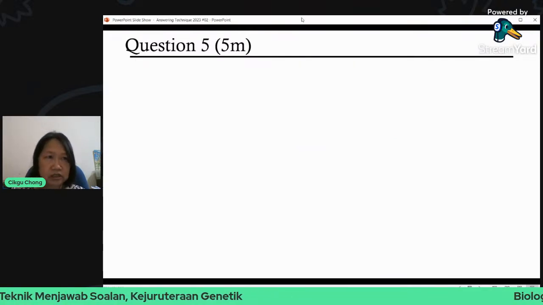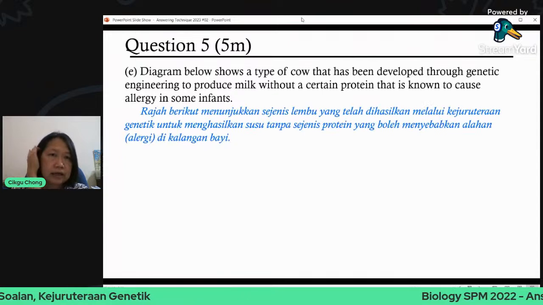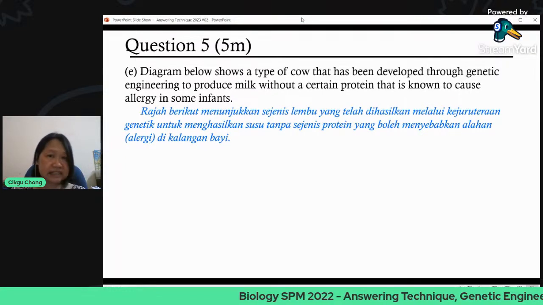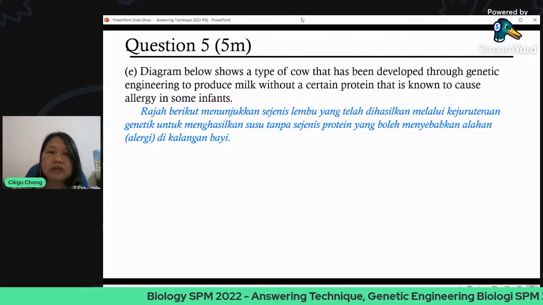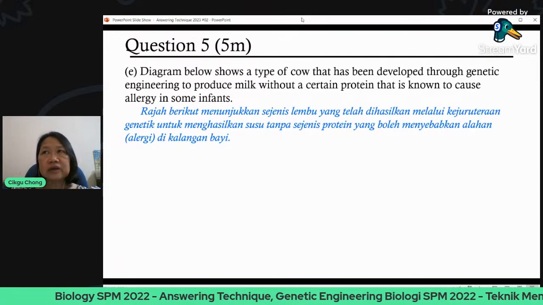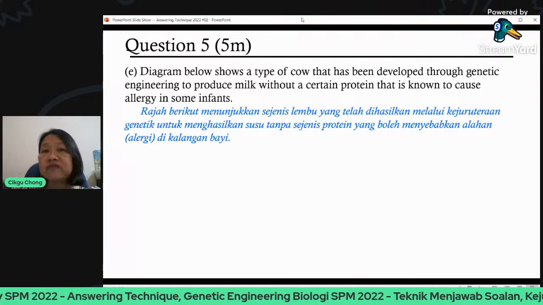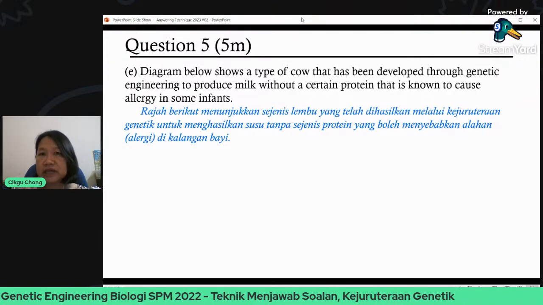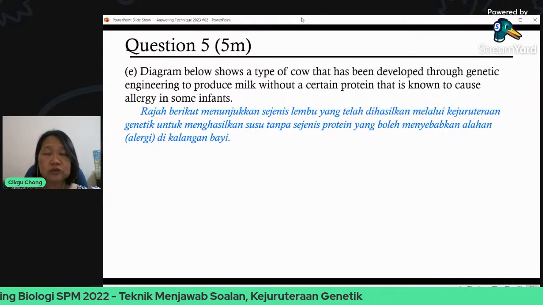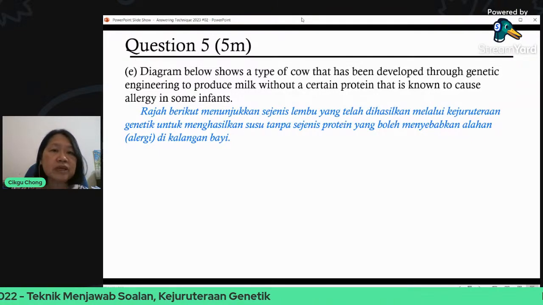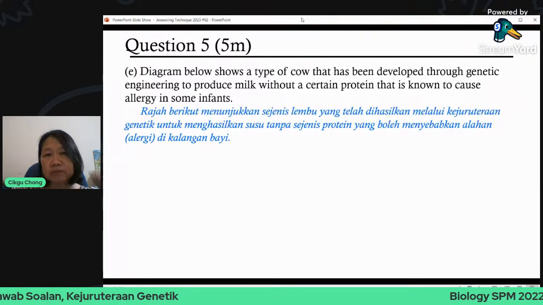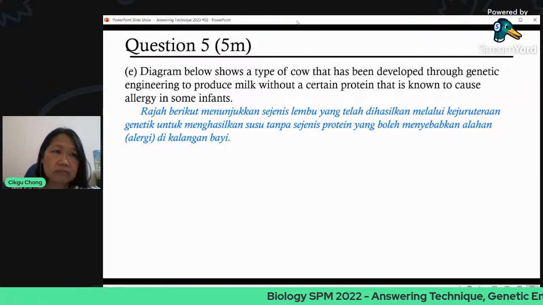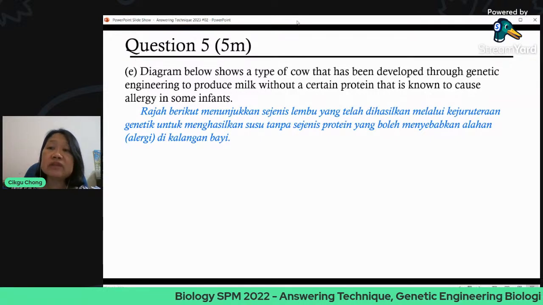One more question on this one. A type of cow, okay? This is actually a question that I've got from one of the states, but I've changed the question because I find that one of the questions gives too much information. So always remember what is given in the question, you don't repeat it in your answer. Don't repeat what is already given, because when you repeat what's already given, what you write there, you're not going to get any marks, because it's already given in the question.